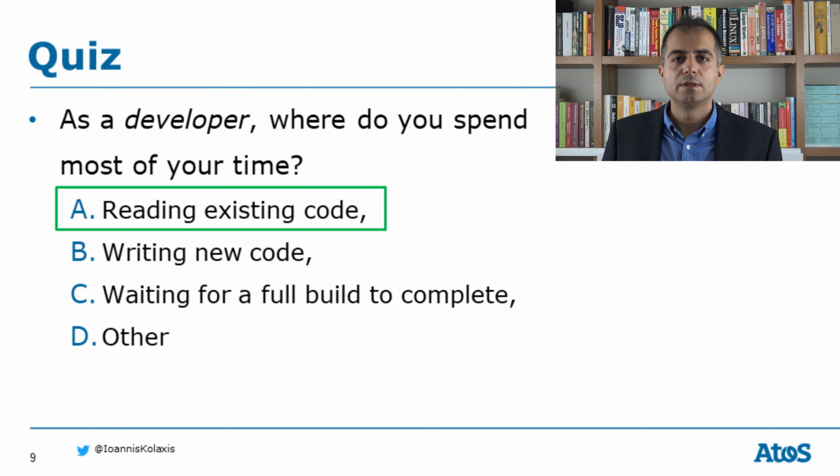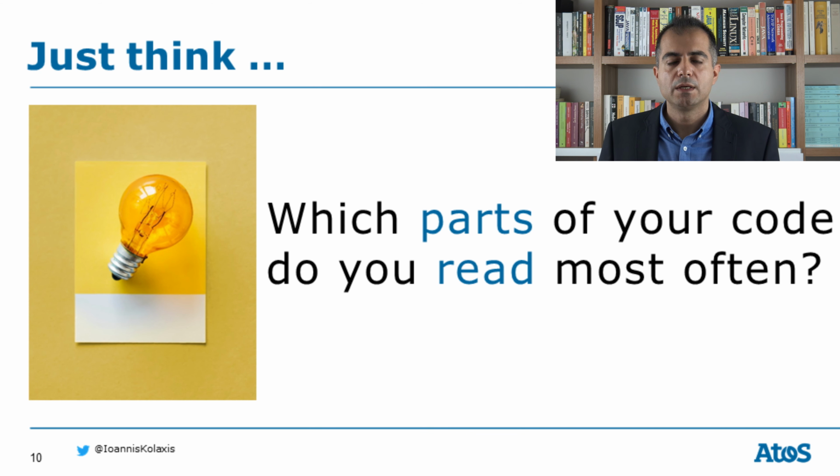Our experience tells us that we spend most of our time as developers reading existing code and trying to understand how it works. What is the business logic? Why was it implemented this way? That's where we spend most of our time. So let's think for a moment. Are there some parts of our code that we read most often compared to others? Are there some classes that you have to open every single day and try to understand again and again what they do?